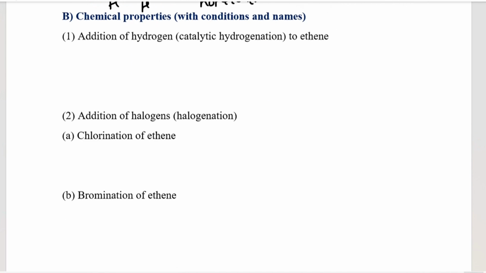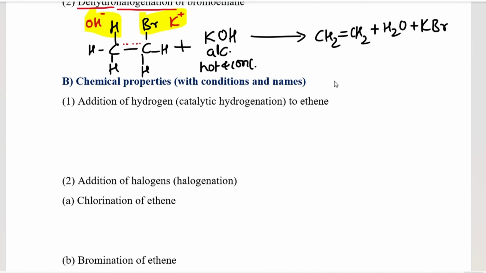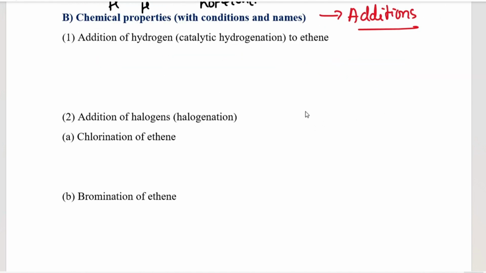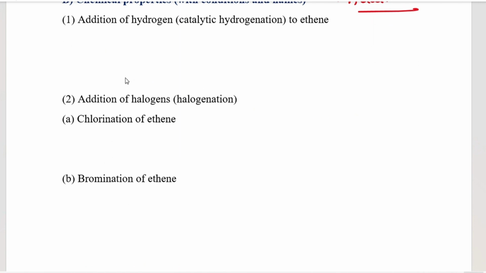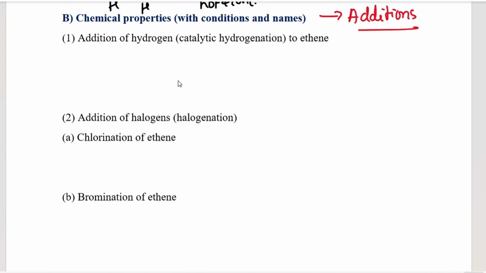What are the chemical properties it is having with conditions? As I already told you, unsaturated hydrocarbons, alkenes and alkynes, they undergo only addition reactions. They do not undergo substitution reaction. Okay, so addition reaction, we have different molecules adding here. So based on that, we call it by different names. Addition of hydrogen, so that's called catalytic hydrogenation. Why catalytic hydrogenation? Because we are using a catalyst here.